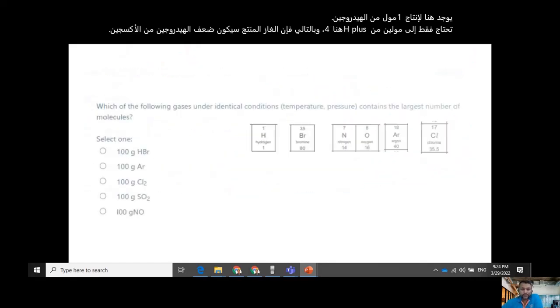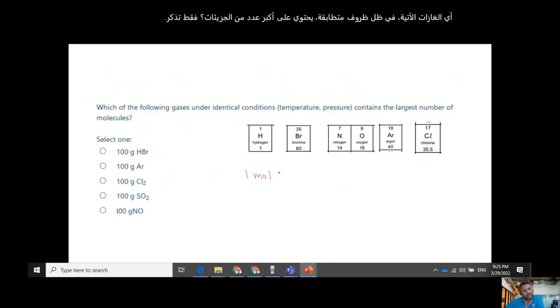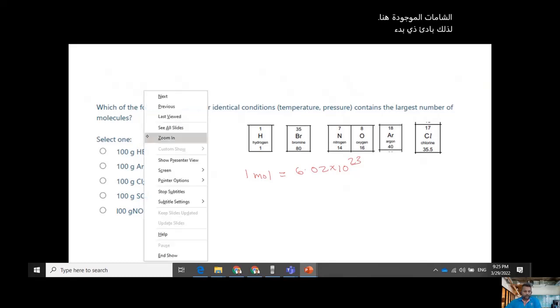Let's see the next question. Which of the following gases under identical conditions contain the largest number of molecules? Just remember, in 1 mole of any gas, any substance, there will be 6.02 times 10 to the power 23 particles. You just have to find out how many moles are here. Okay, so first of all, you have to know the HBr molar mass. When you look, it is 81.